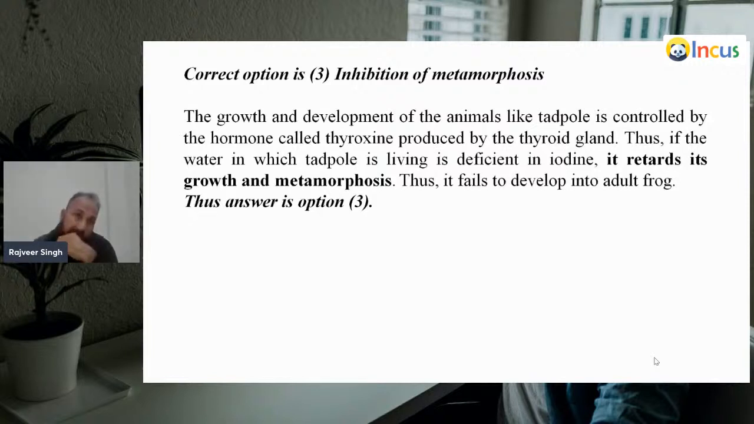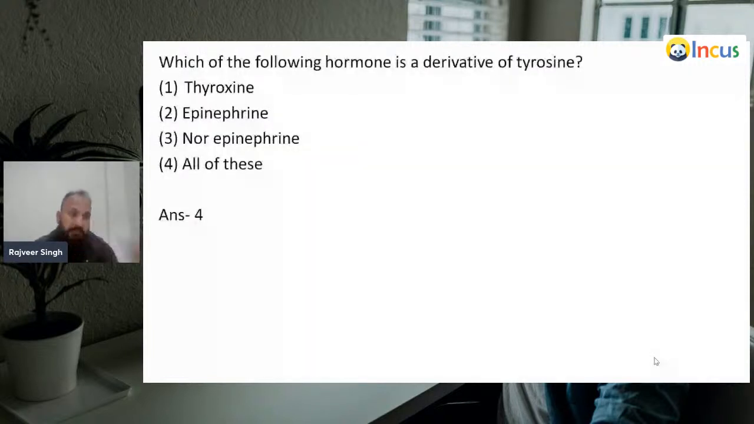Next question is just about which of the following hormones are derivatives of tyrosine? Thyroxine, epinephrine, norepinephrine, all of these. Yes, the answer will be all of these, because all are responsible. But in what manner?